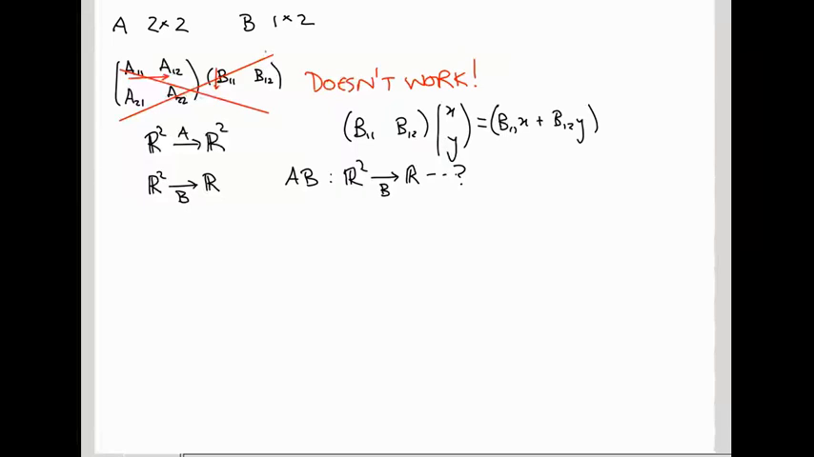Of course, the other product would make sense, right? BA. That makes sense, because then you're doing 1 by 2, 2 by 2, and the 2's match up. That's because you can compose maps R2 to R2, and then R2 to R. This is the map BA. Okay, so if you're trying to multiply two matrices and you hit this problem, it means that you're maybe trying to multiply them in the wrong order, or maybe you've got the wrong matrices.